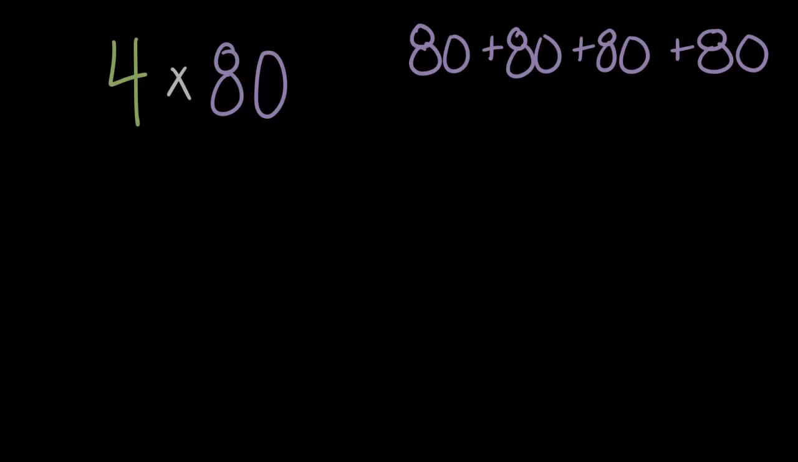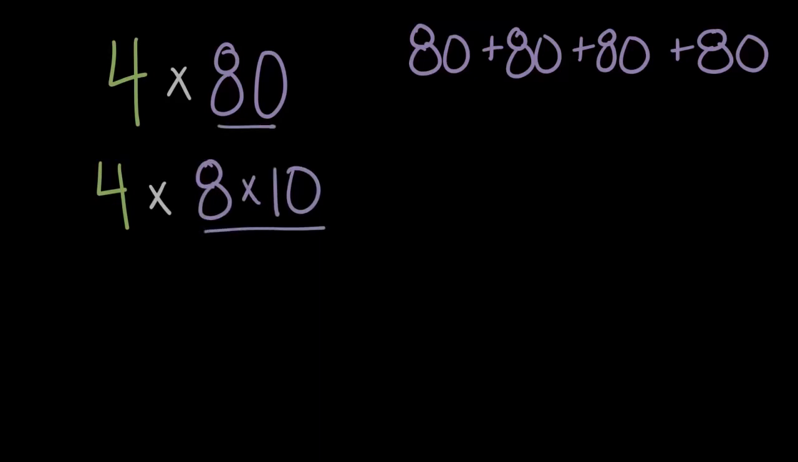But let's look at it another way. Let's try to stick with multiplication. And one way we can do that is to break up this 80. We know a pattern for multiplying by 10, so let's try to break up this 80 to get a 10. So if we have 4 times, and instead of 80, let's say 8 times 10. Because 80 and 8 times 10 are equal. Those are equivalent, so we can replace our 80 with 8 times 10.